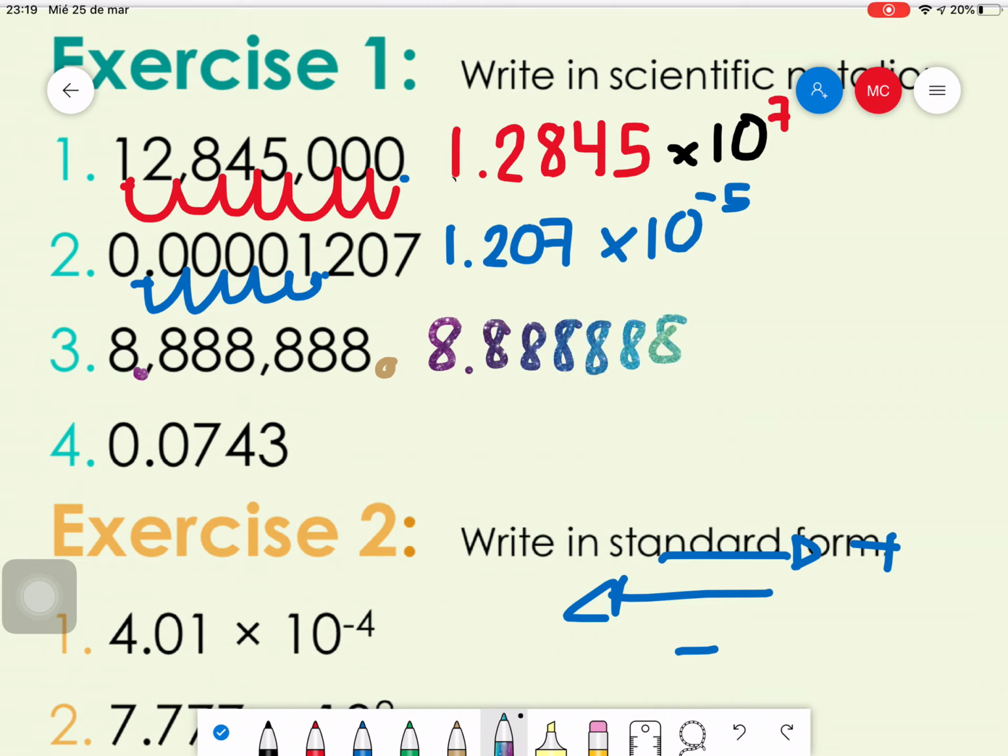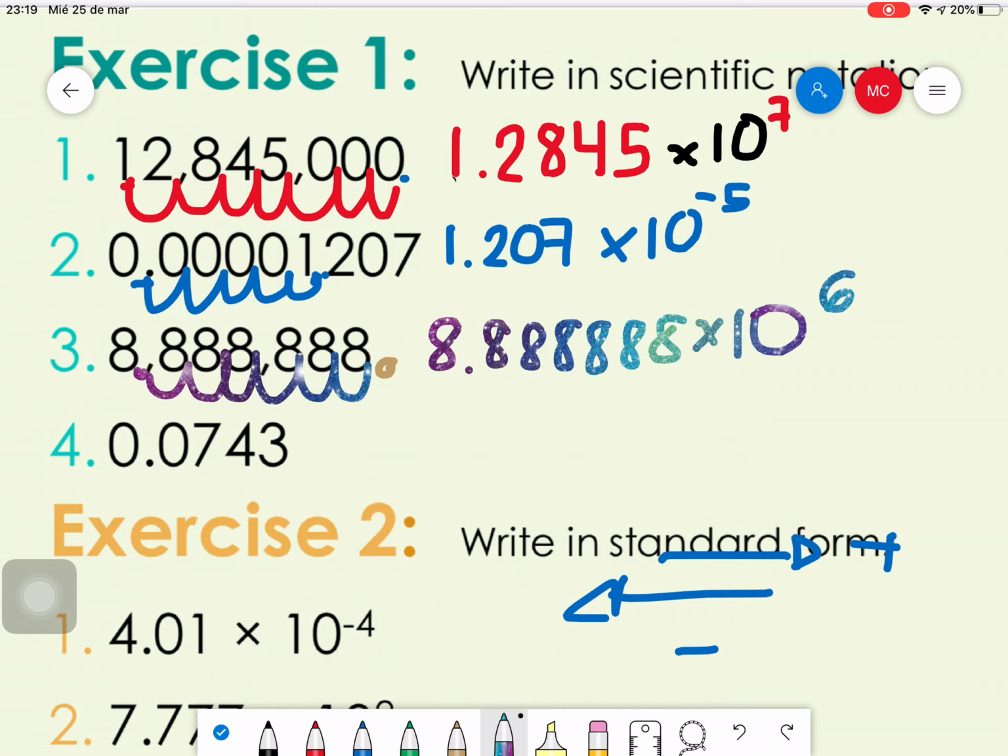8.8888 and 8. Miss, can I skip these 8s? No, you can only skip the zeros, so that will be it. Then, second step, times 10. As I'm going to move to the right, because that was where the original point was, I know for sure my exponent will be positive. Now let's decide what the amount of this exponent is. It will be 1, 2, 3, 4, 5, 6. So times 10 to the power of 6, or to the 6th power.